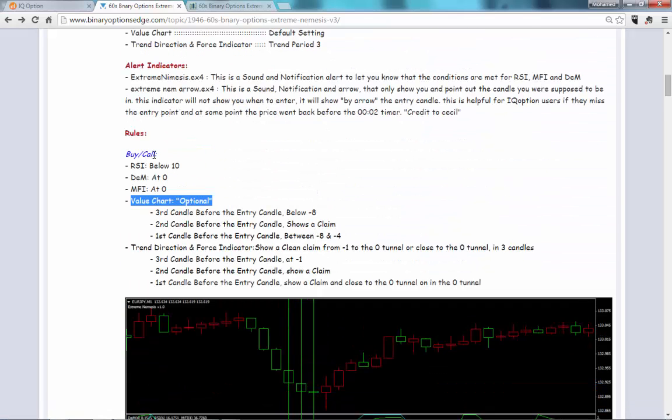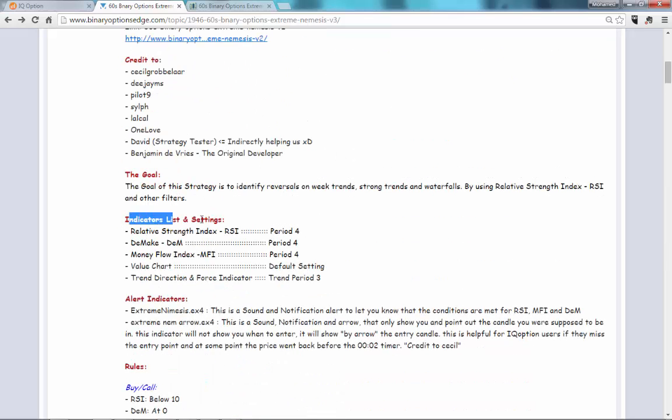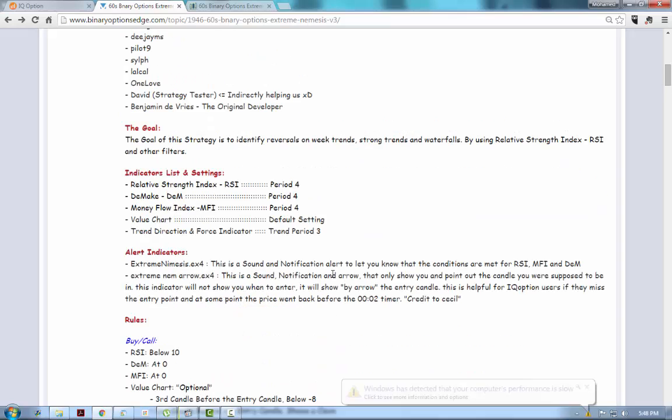Okay, let me talk about the rules in general. Oh, first of all, before we do the rules, I'm going to talk about the indicators here and the alert indicators, because I've seen people getting confused about these two. Of course the relative strength index, RSI period 4, DeMarker period 4, money flow index period 4. The value chart is on 3. I believe this is the default setting that we already have on there.